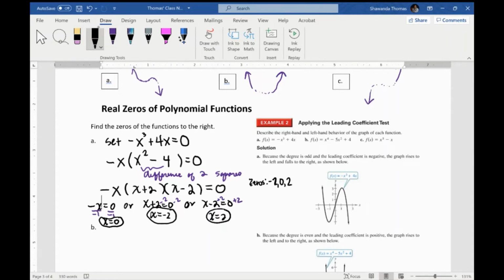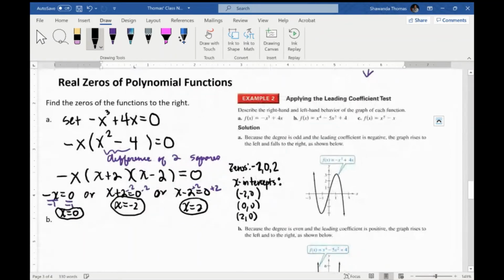If I say what are the x-intercepts, I'm probably asking you to write it as a point. So how would I write these as a point? (-2, 0), (0, 0), (2, 0). Very nice. All right.